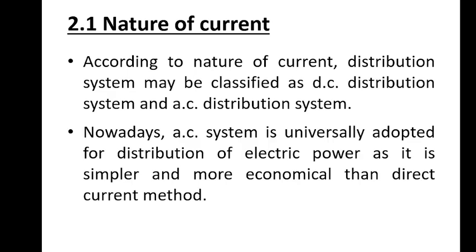This is mainly because AC systems are simpler in design, more flexible for voltage transformation by using transformers, and more economical for transmitting power over long distances. As a result, AC systems have become the standard choice in modern power distribution networks at this moment.